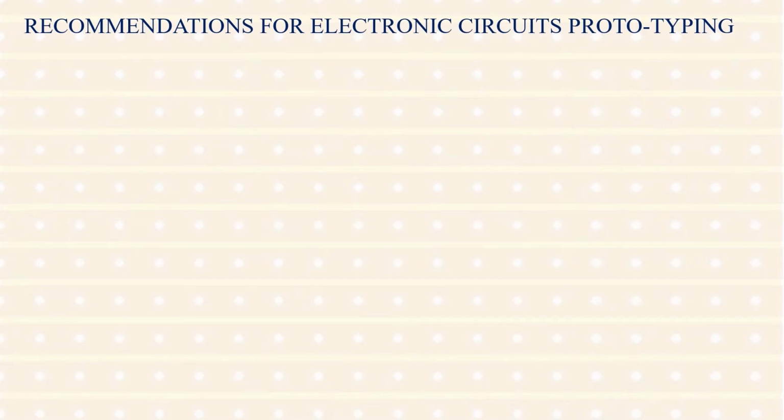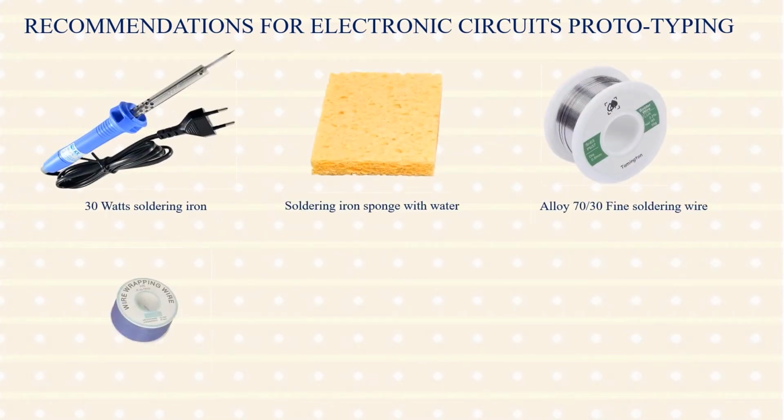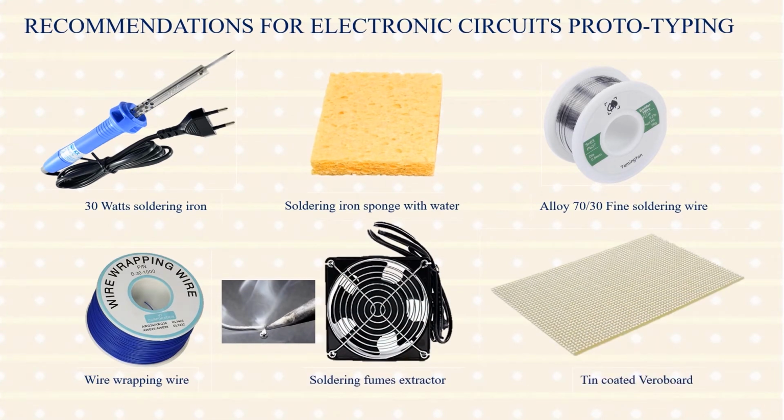Recommendations for electronic circuits prototyping. Use a 30-watt soldering iron to solder a component in Vero board. Use a sponge with water to clean the tip of the soldering iron. Use a good quality soldering wire to wire up your prototypes.